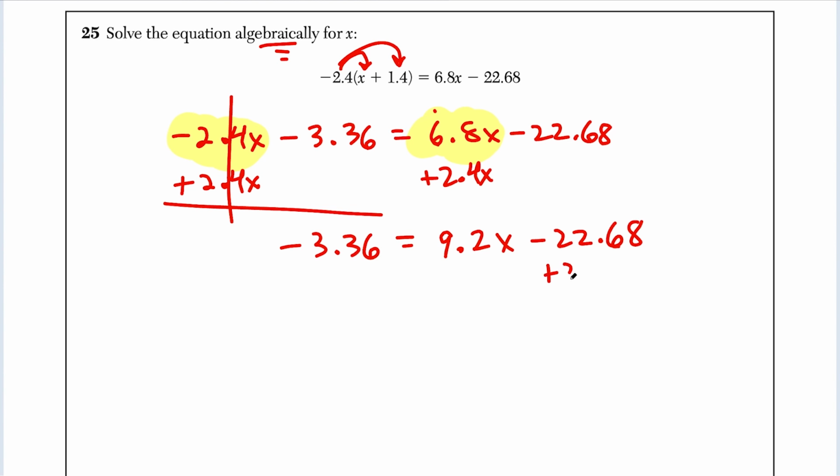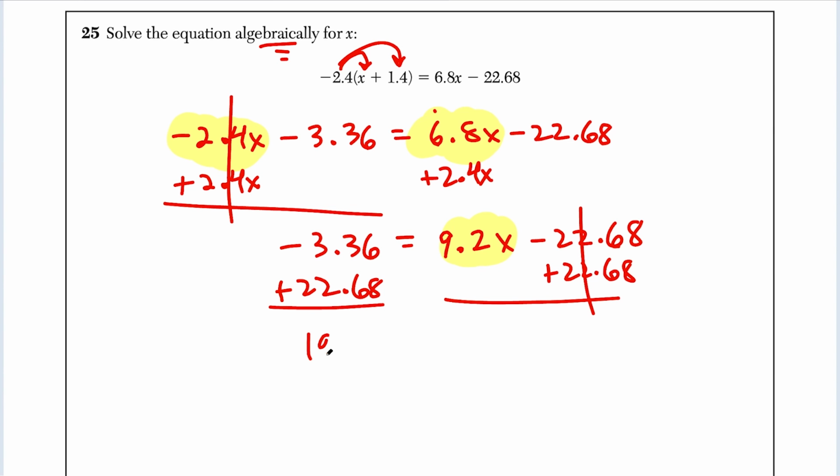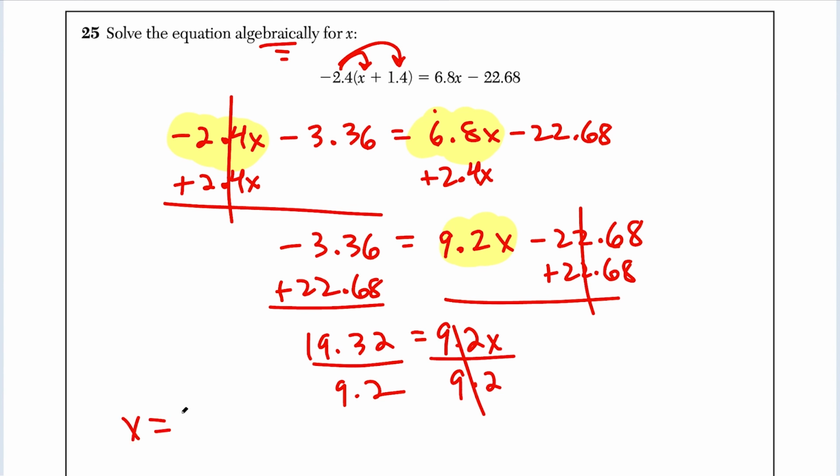Now we're going to add 22.68 to both sides because, once again, we want to solve for x, so we want to move everything away from x. I'm going to have to add 22.68 to this side as well. For this part, you could use a calculator: just do 22.68 minus 3.36, or negative 3.36 plus 22.68. That works out to 19.32, and then you have equals 9.2x. To solve for x, we just divide both sides by 9.2. If we do the division in a calculator, x is going to equal 2.1. And here's our solution to question 25.